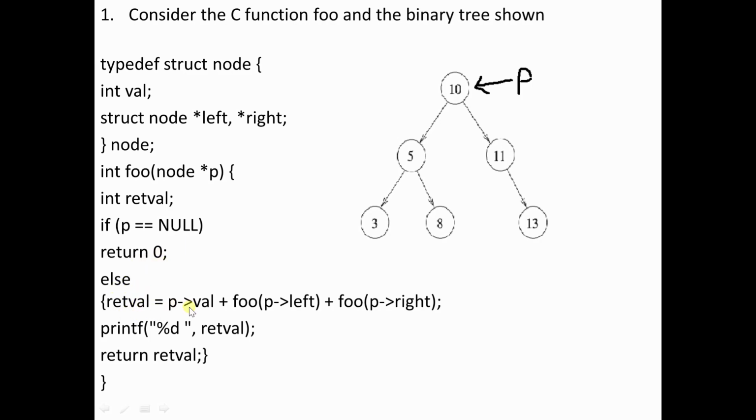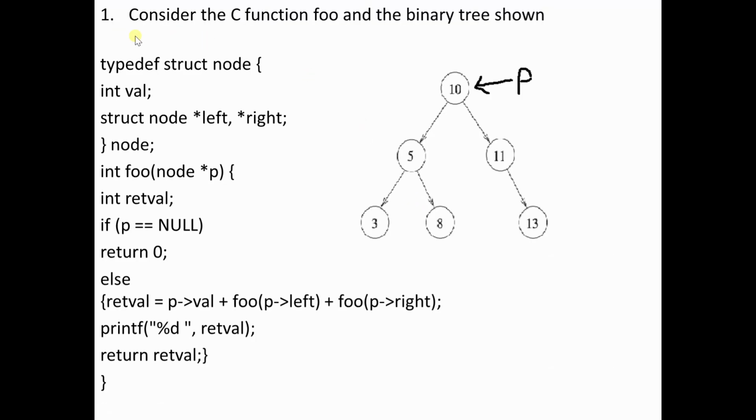Return value is equal to p value plus FOO of p left plus FOO of p right, and then we have to print the return value, then we return the return value. So this is the function, and this is the given tree structure. We have to apply this program on this tree structure and find the values. Let's find the answer.